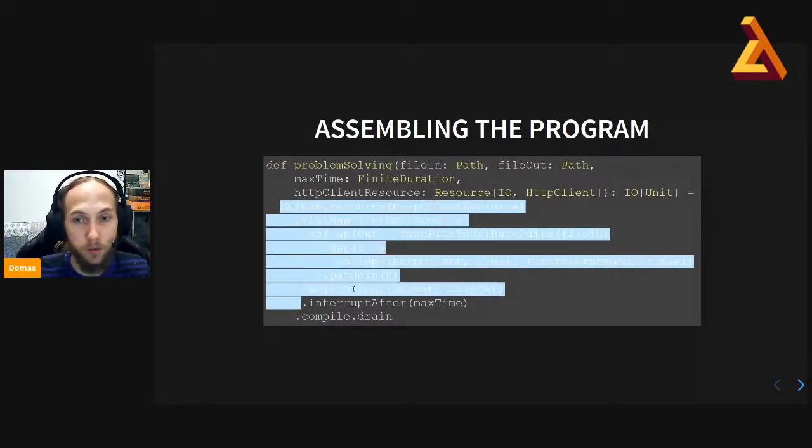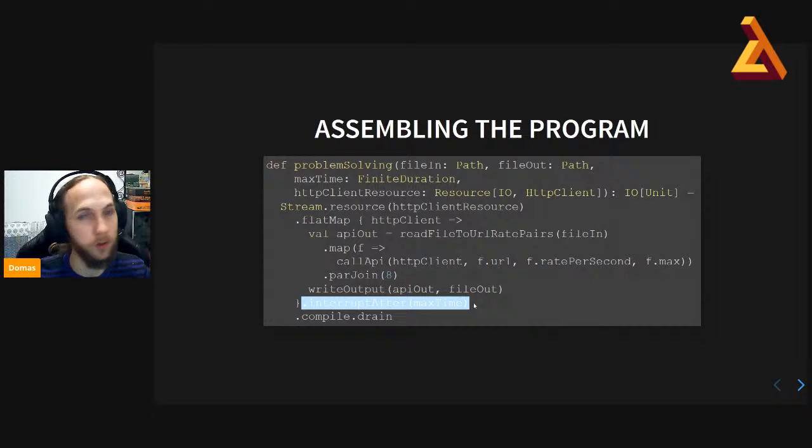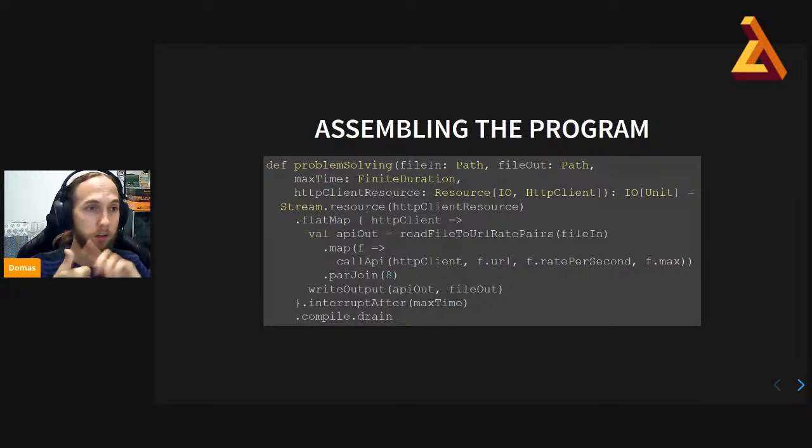Once all that is assembled, we have this one last piece, which is interrupt after. So we have our timeout as defined in here. And once that interruption happens, FS2 will make sure that in case we are not finished, it will release the HTTP client. It will make sure that all the API connections are terminated and all the file handles are closed, all for us. We don't need to think about that at all. And then we execute it, and we get ourselves an action.